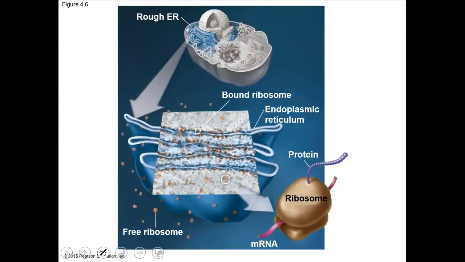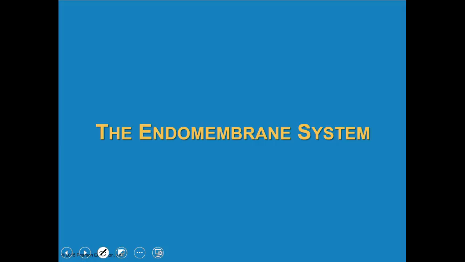Okay, and so you can sort of see those here. We've got our endoplasmic reticulum, kind of the blue thing there, and it's these things that dot it. Okay, there's free ribosomes, and there's a bound ribosome. Okay, and basically we'll talk this whole process through. This will make sense later, but the big thing is they make proteins. Okay. All right, let's talk about the endomembrane system.